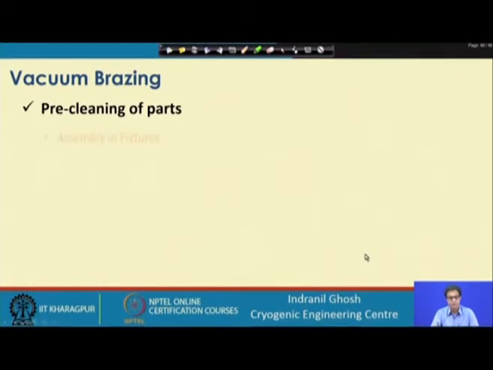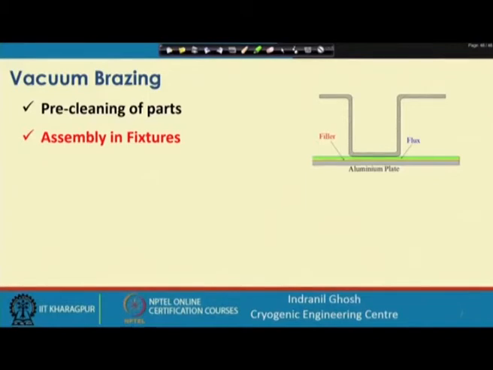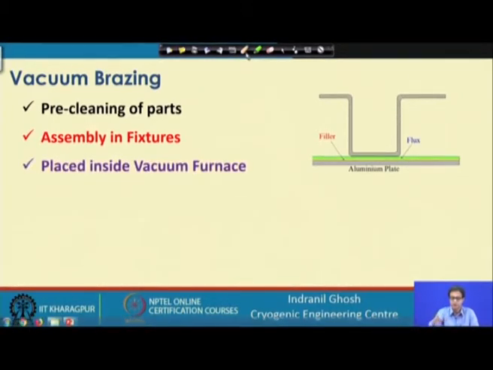Afterwards, we need to again assemble them, as we have said, appropriate for the cross flow or counter current configuration. Then, in contrast to the dip brazing technique, here we put both the filler and flux on top of it. It is cladded basically on the aluminum. This is cladded on top of the aluminum plate.